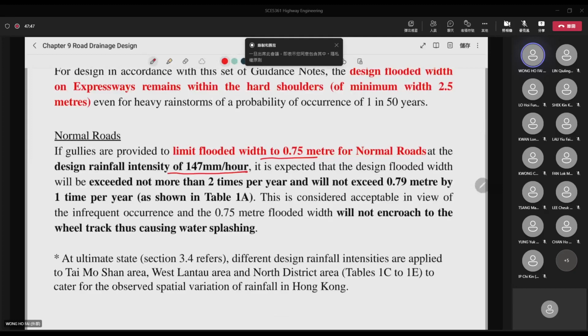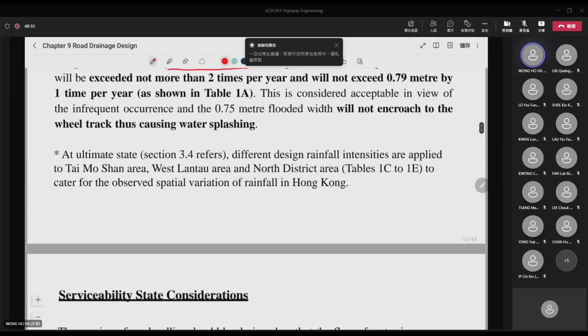Now the reason why we want to limit it to 0.75 meter is that we don't want the water width or the flooded width to be too wide, so that the water goes into the driveway and then spreads the water to the footway. So that's why we want to limit our flooded width within 0.75 meter. And this is for the normal road.